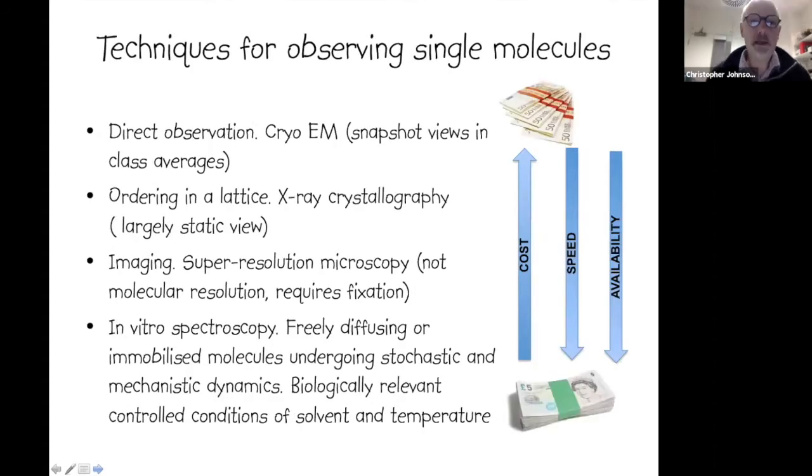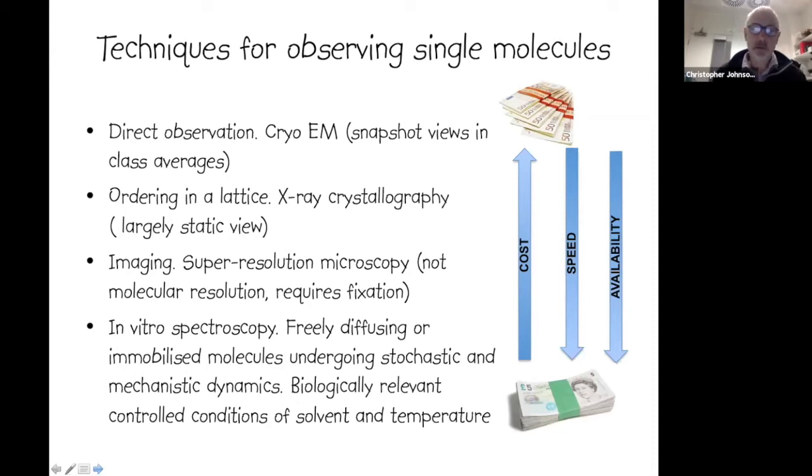So we can think about many techniques that we could apply that actually probably could be defined as observing single molecules. And a very popular technique at the moment, and obviously very much in favor, is direct observation using cryo-electron microscopy. The disadvantage of this is what you get is a snapshot or a view or a structure of your molecule of interest. You may get a number of different structures in different class averages, but essentially these are, I don't want to use the word frozen, but they are frozen views of the molecules.